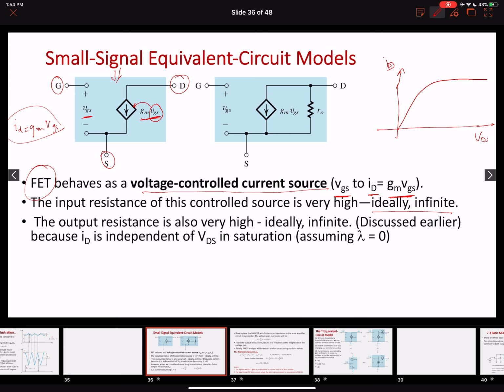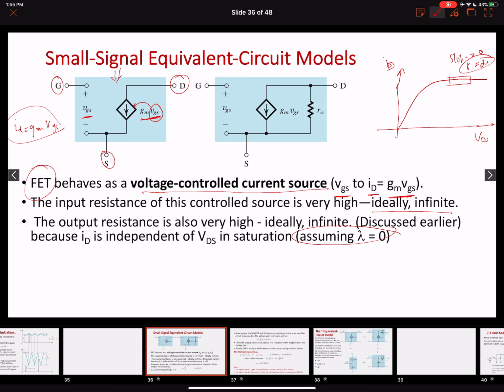So as we enter the saturation region, our current was constant, right? Slope 0 and resistance infinite. So our output resistance was infinite. This was when we assumed that there was no channel length modulation effect. Then we studied the channel length modulation.